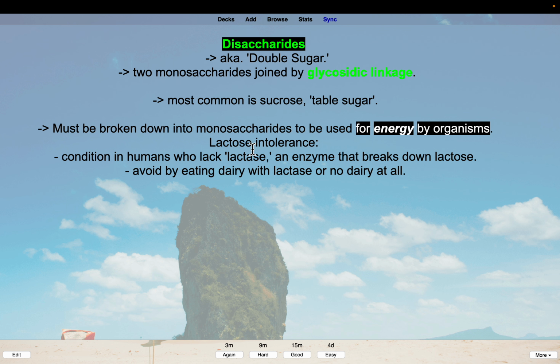Okay, lactose intolerance. So what is lactose intolerance? It is a condition in humans who lack lactase. This is an enzyme that breaks down lactose. So as a result, you avoid eating dairy because dairy has lactose. So you don't have the enzyme to break down the lactose that is inside dairy, so you can't basically break it down.